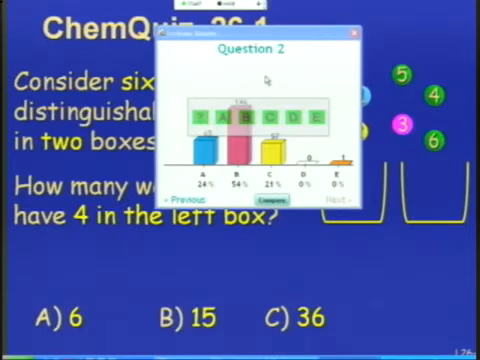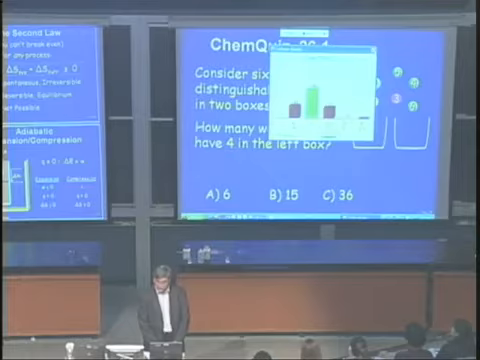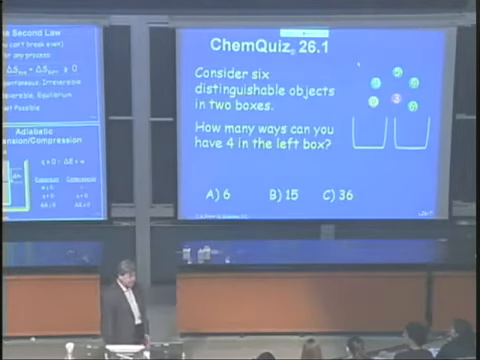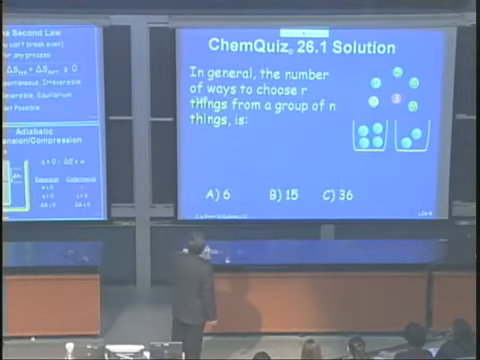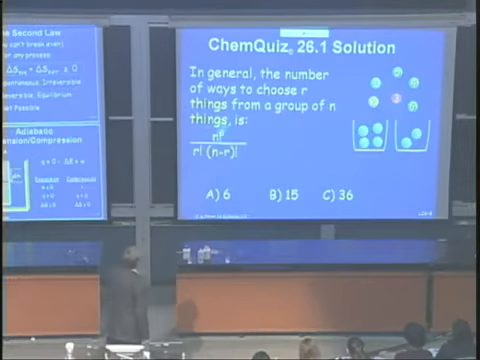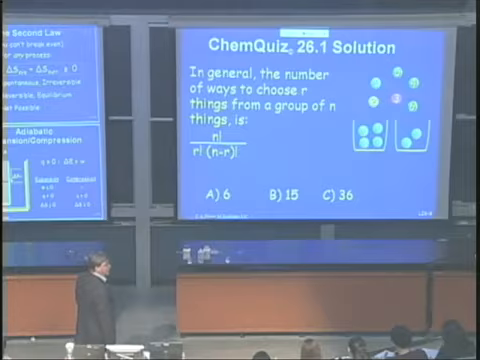So, since this is sort of a guessing game, I go with B, and I'm not guessing, that's the truth. And so many of you did it right. You probably counted it. So, in general, the number of ways to choose R things, that would be 4 things from a group of N things, that is 6 things, is N factorial divided by R factorial, divided by (N minus R) factorial, okay?